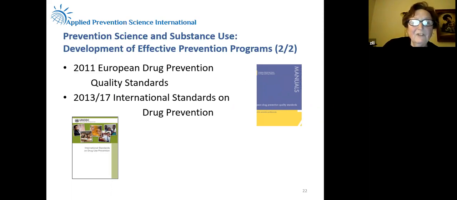The guide was developed principally for policymakers, and UNODC had a number of regional seminars, I think they're still going on, to introduce policymakers at the ministerial level of countries to understand that there is a science behind prevention and that there's actually evidence-based strategies that can be used in prevention.